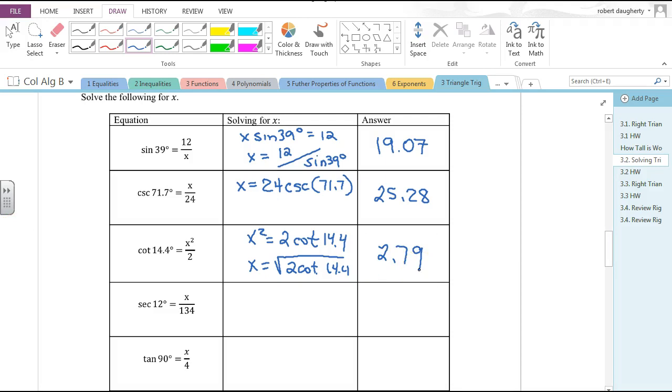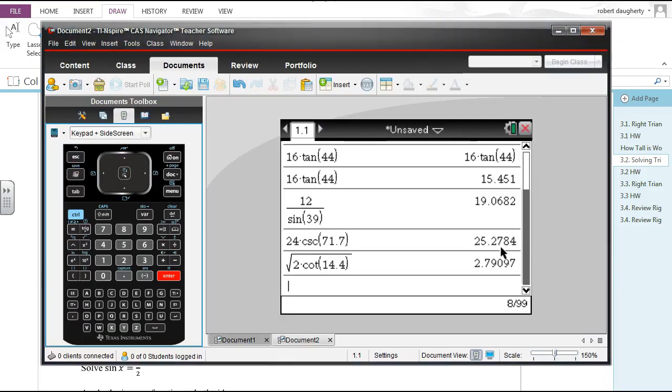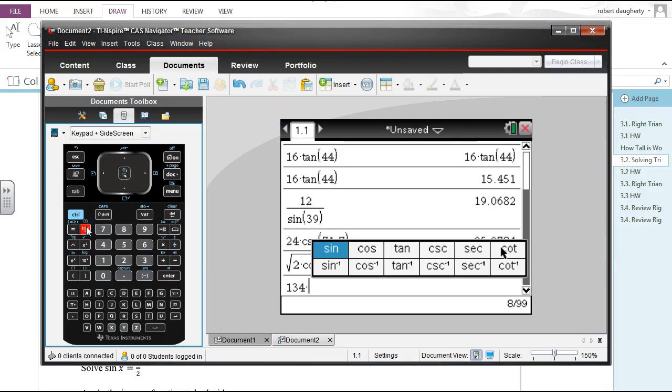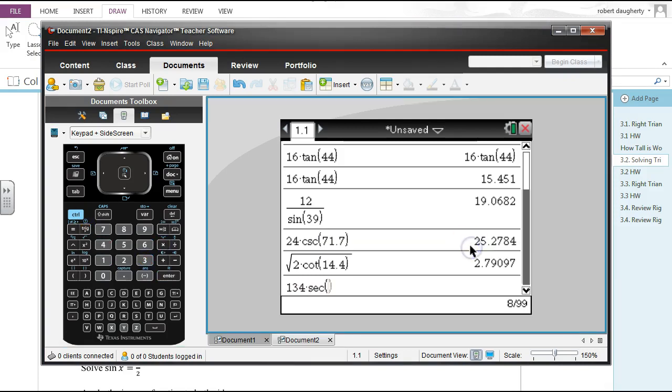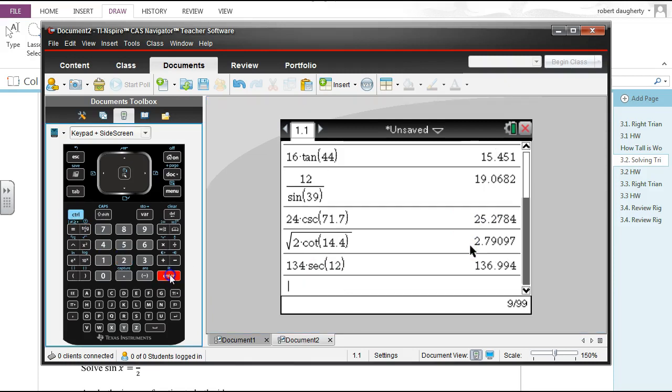So in the next one, how do I get x by itself? Yeah, multiply everything by 134. So x is 134 times the secant of 12 degrees. So on the calculator, 134 times trig function, the secant of 12 degrees. That's 136.99.